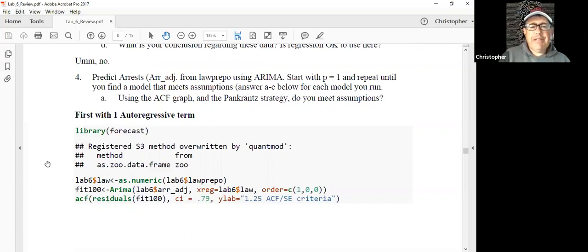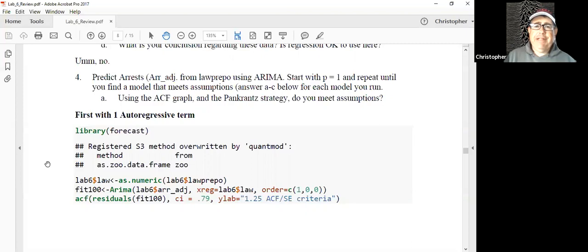So a couple of things. First, I changed the law pre-post variable to being numeric. Seems to work better with the forecast package there. And the way I'm labeling my models, fit 100, that indicates the different terms. There's a P.